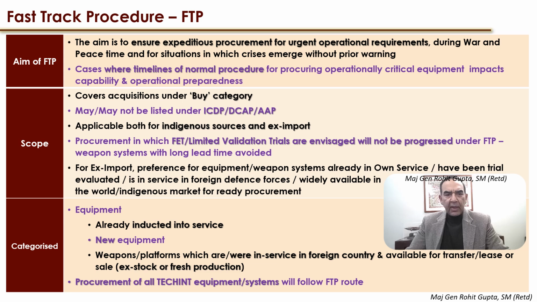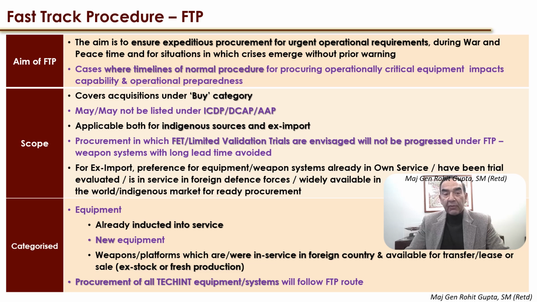Let's have a look at the aim, the scope, and the categorization of the fast track procedure. The aim is to ensure expeditious procurement for urgent operational requirement during war and peacetime, and for situations in which crises emerge without prior warning. Also, where timelines of normal procedure for procuring operationally critical equipment impact capability and operational preparedness.